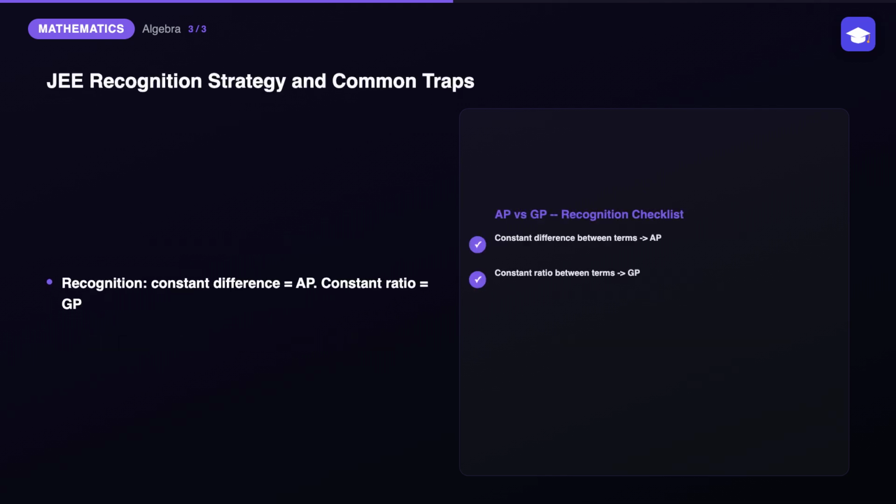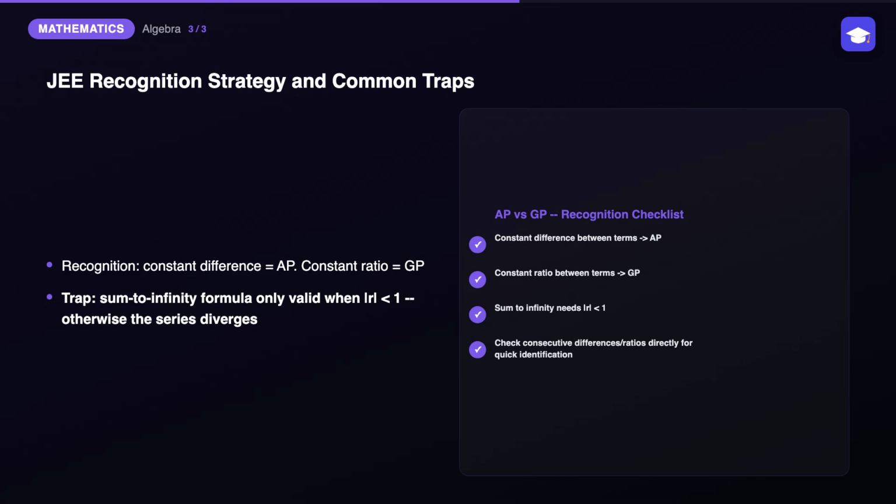The fastest way to identify whether a given sequence is an AP or a GP is simply checking the pattern between consecutive terms. If consecutive terms differ by a fixed constant amount, added or subtracted, it's an AP. If instead consecutive terms differ by a fixed constant ratio, multiplied or divided, it's a GP. And correctly recognizing this immediately tells you exactly which pair of formulas to apply.